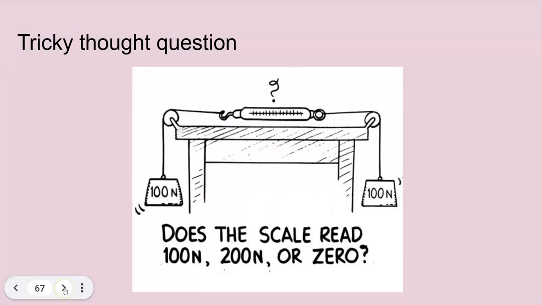I'll give you a tricky thought question to think about. Let's say you have two equal weights hanging off of a spring scale. This is like a grocery scale here with a spring inside. And there's a scale on here so you can actually measure the numbers. Let's say you got 100 newtons here and 100 newtons there. What would the scale actually read? So I want you to stop the video and think about this for a minute. What would the scale read?